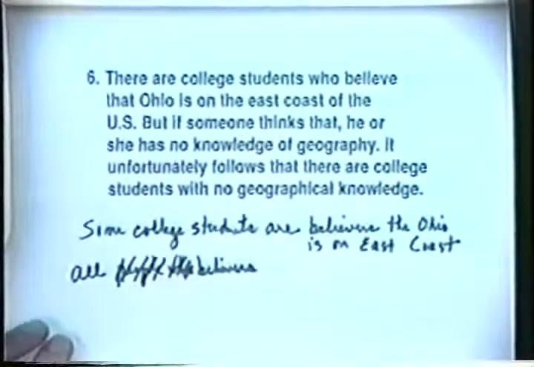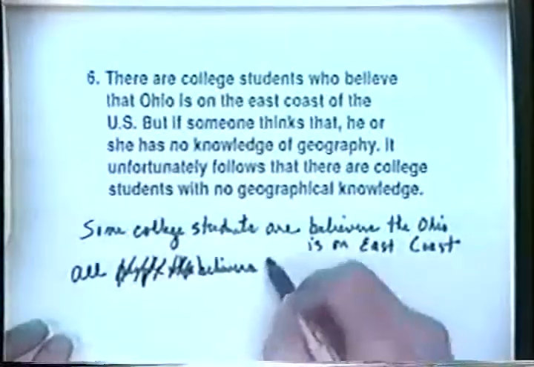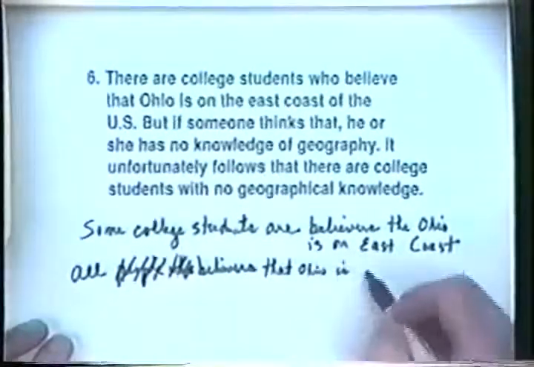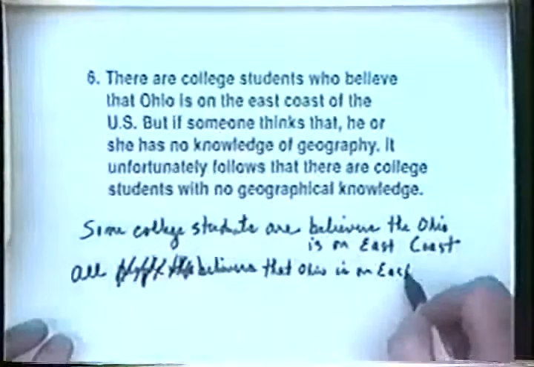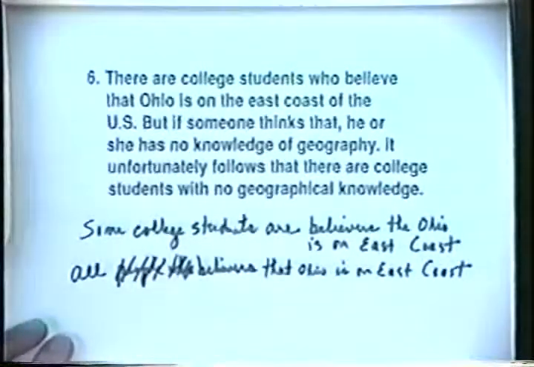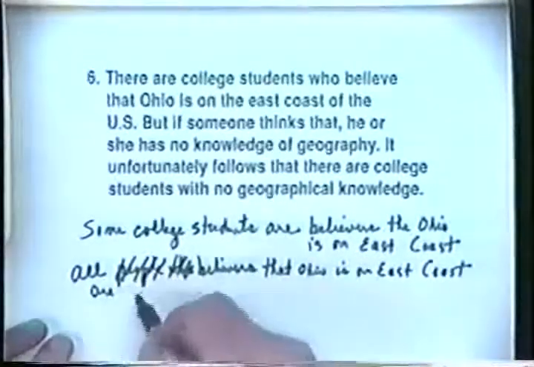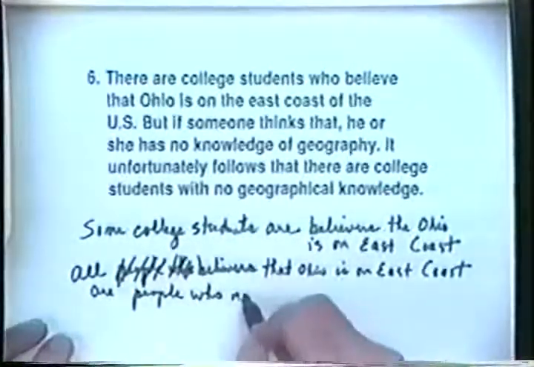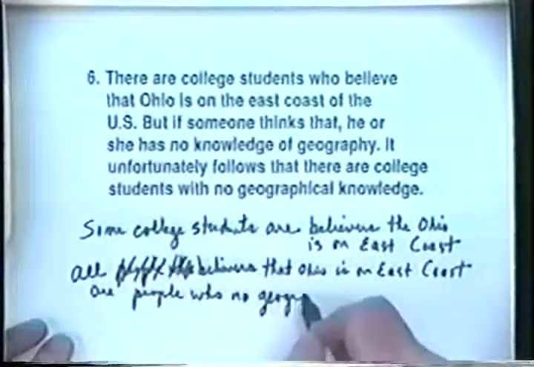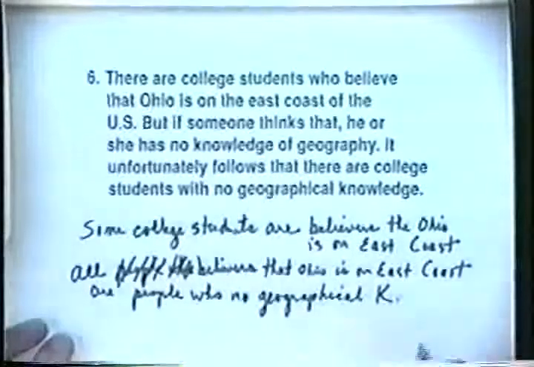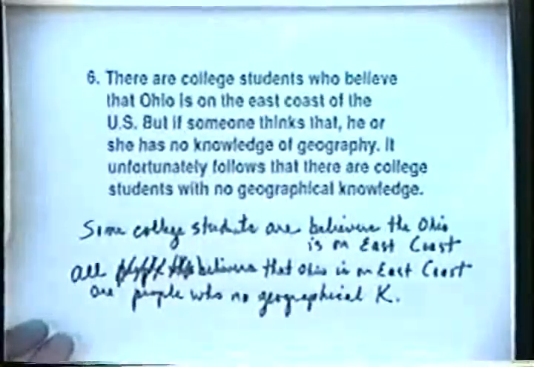All believers that Ohio is on the East Coast are people with no geographical knowledge. The K stands for knowledge. Now we need the conclusion.